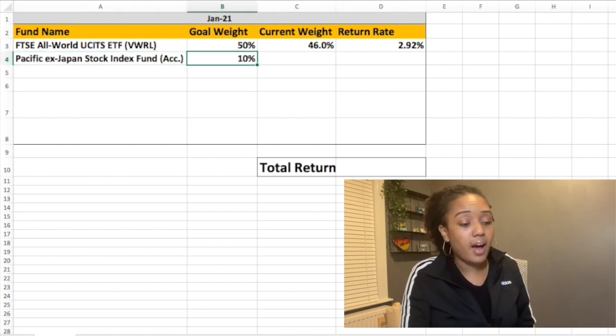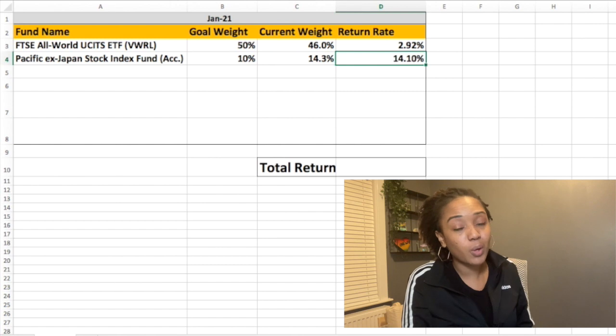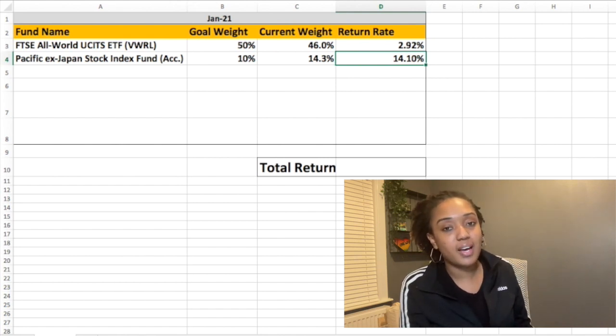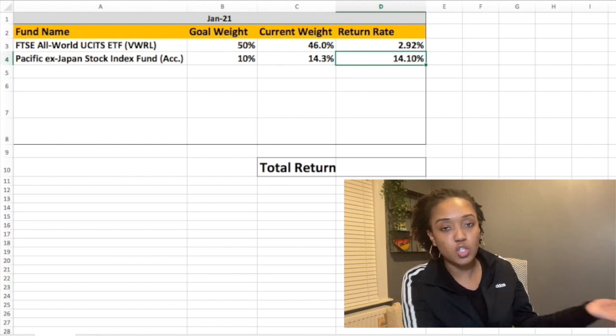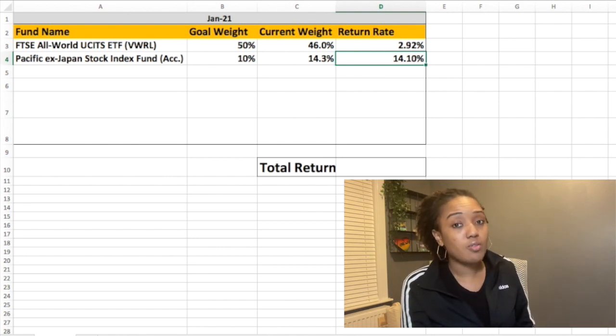So currently I have the goal weight of 10%, and my current weight though is 14.3%, which I'm completely not mad at. And the return rate is 14.1%. So this fund is doing really well. I'm really happy with the result. And as I said, I may tweak that eventually and have that goal weight closer to 15%, which it currently is, because I really do see that, you know, Asia is a really big growing economy. And obviously Asia is huge, it's a continent, but many countries within Asia have a rapidly growing economy, and I want to be in it.